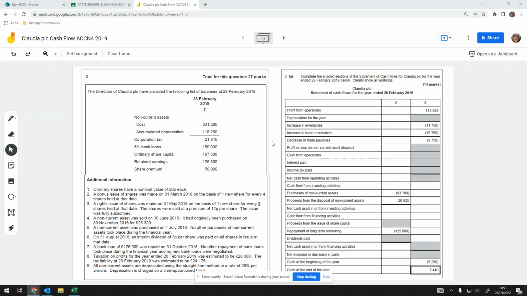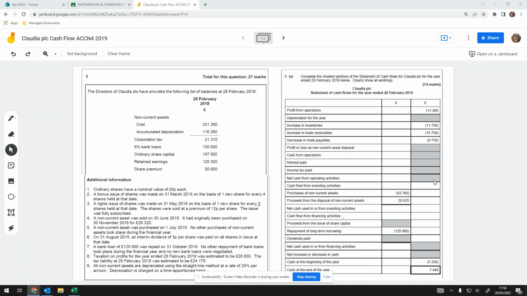So the question is here. I've also got a little Excel spreadsheet, so I'm going to do some of the workings and hopefully the video will switch between the two. The directors have given us some information, some balances at the 28th of February 2018. And they've partially completed the statement of cash flow for the year ended 28th of February 2019.